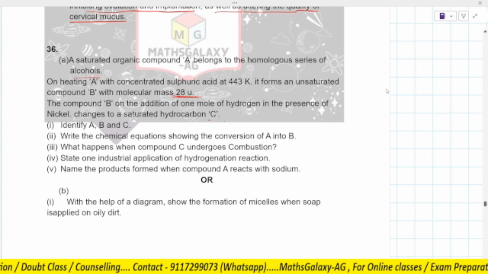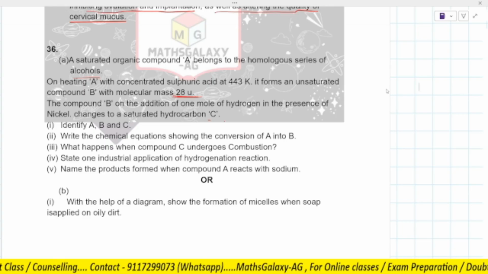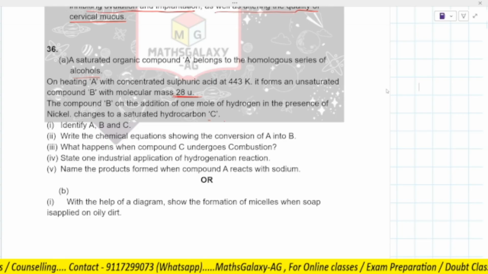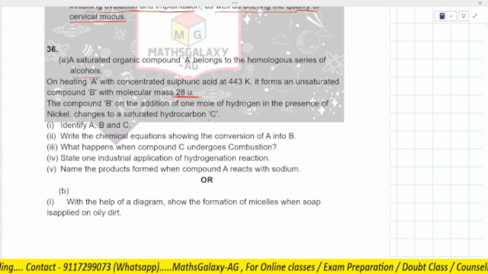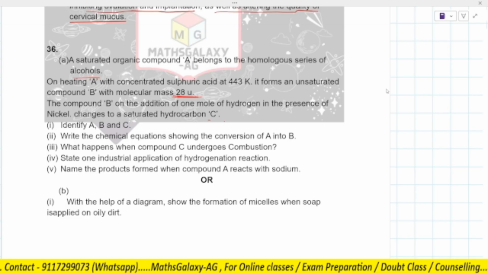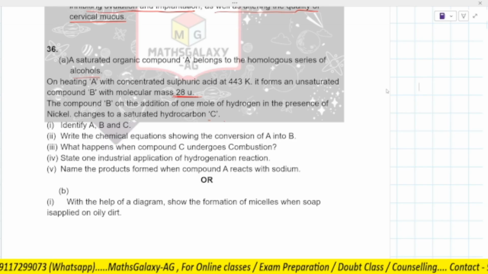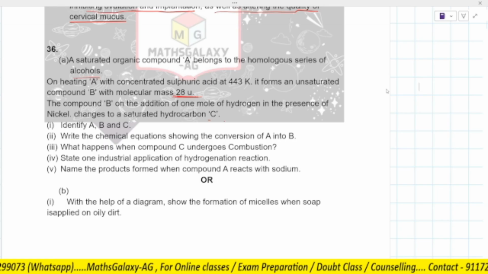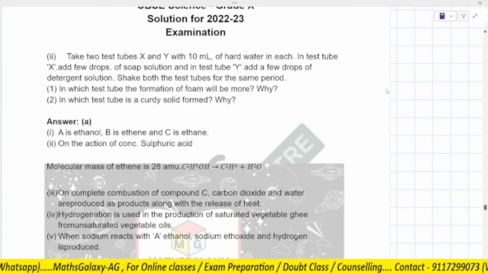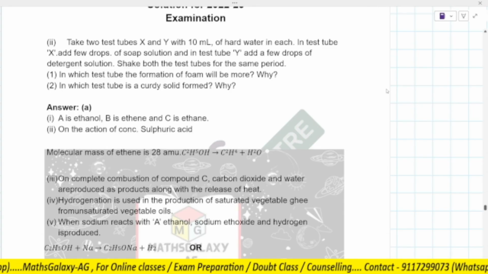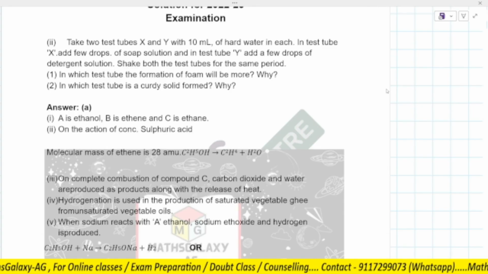Can you identify? A is from the alcohol group, B is a saturated organic compound, and C is from the alkane group. So let's see here. A will be ethanol, B will be ethene, and C will be ethane.